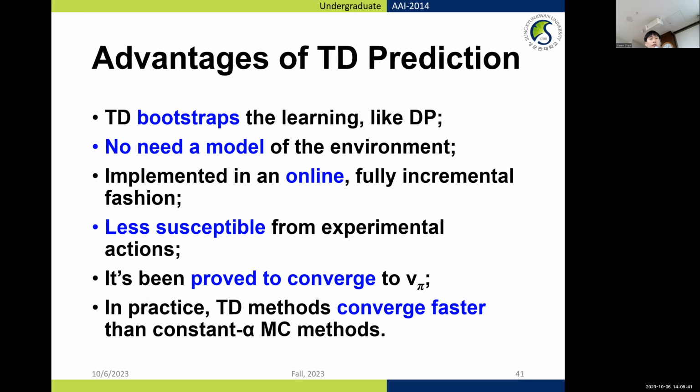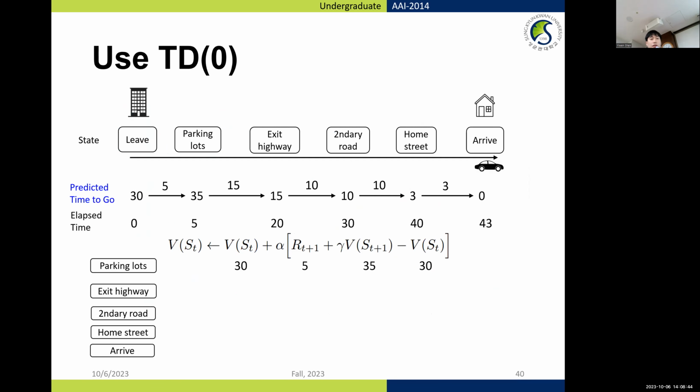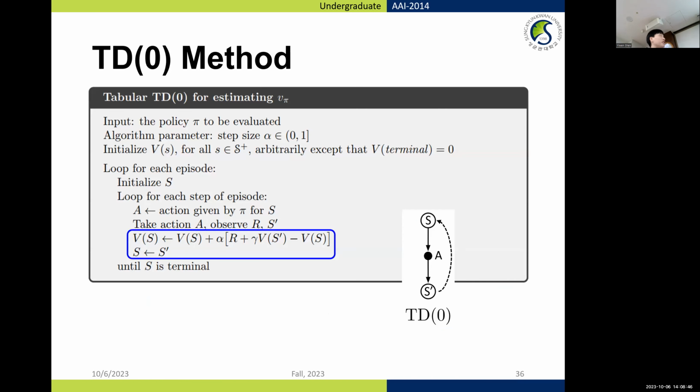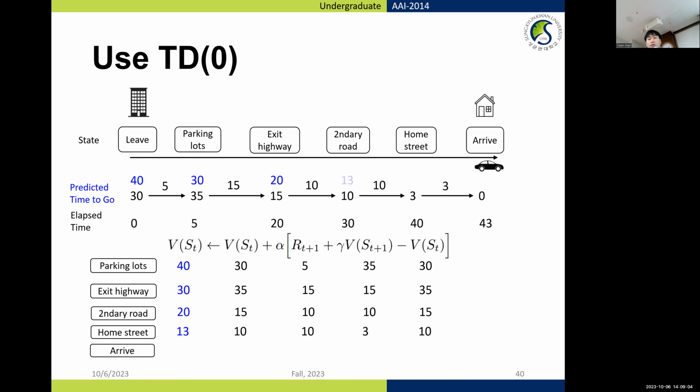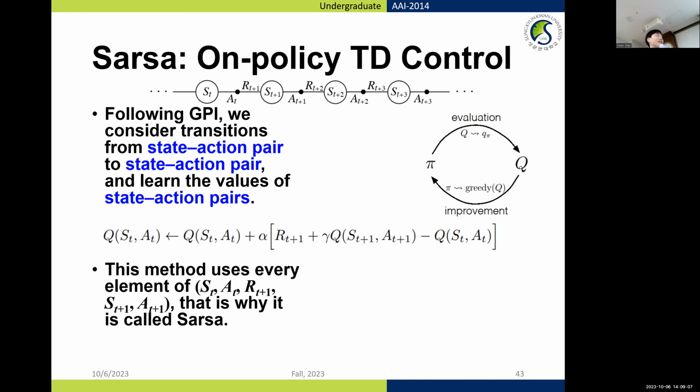Previously, let's look at this algorithm, the TD(0) method. This method is for estimating the state value function. Now we want to not only estimate the state value, we also want to improve the policy, control the policy, right? That's why we move to the so-called SARSA on-policy TD control. The name SARSA comes from state, action, reward, state, action, okay?